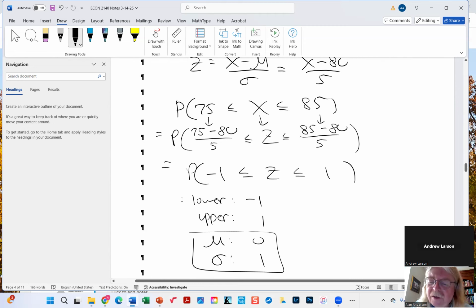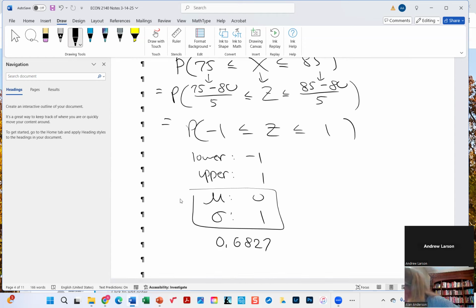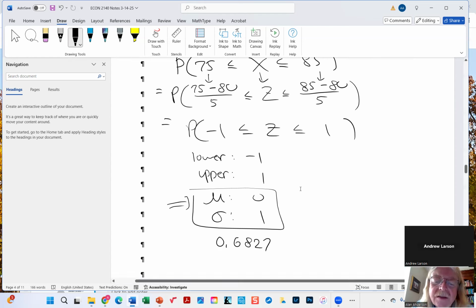If you plug those into your calculator, don't forget to change it back to a mu of 0 and standard deviation of 1. And guess what? It's not a coincidence. It'll end up being the same thing, 68.27 or 0.6827. Okay, wow. Now this is in principle not necessary if you have a calculator, but it's important to understand how this works.